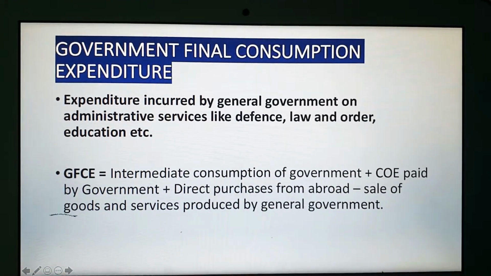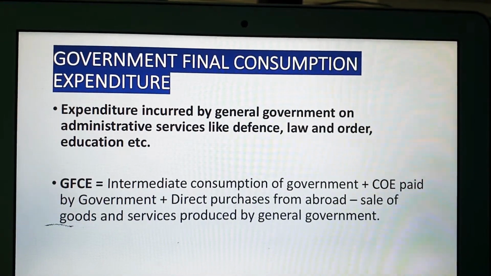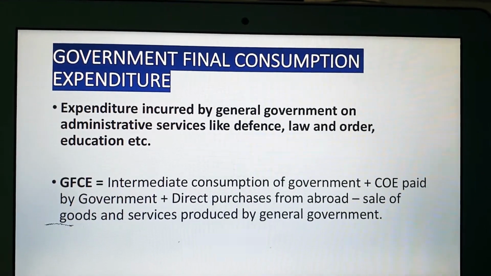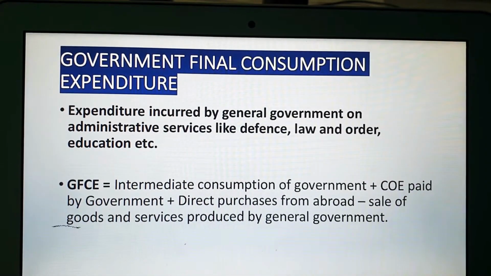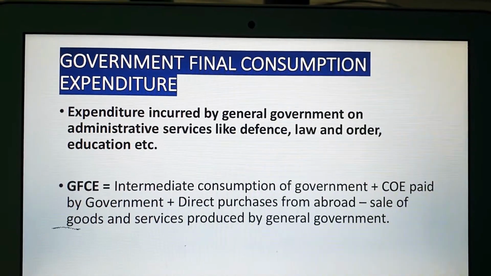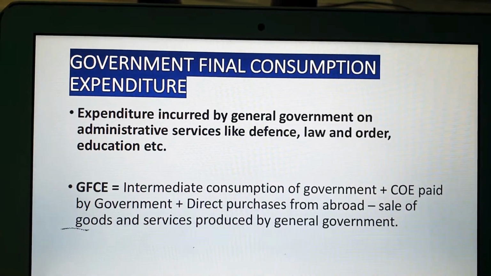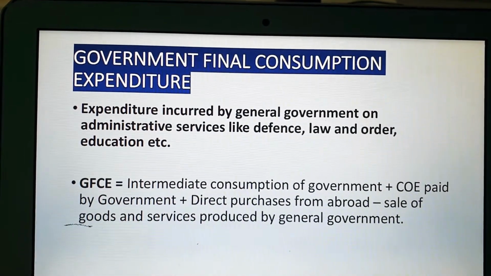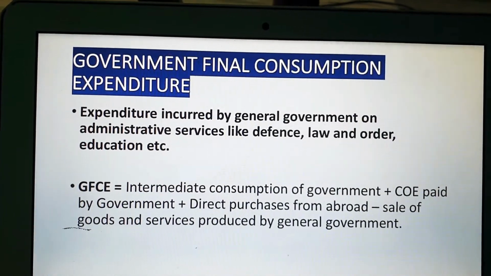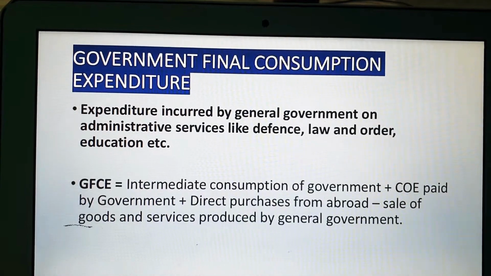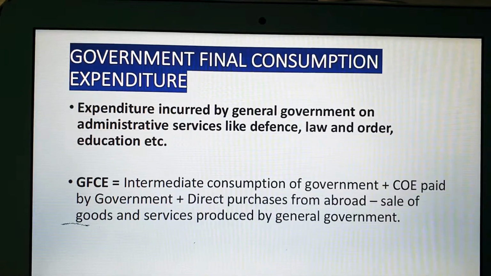Moving on, we have government final consumption expenditure. Now, this is again an expenditure incurred by the general government on some administrative activities. We must know what administrative services are, like defense, law and order, education, etc. And it is also calculated with the help of the formula given here: intermediate consumption of government plus compensation of employees paid by the government plus direct purchases from abroad.